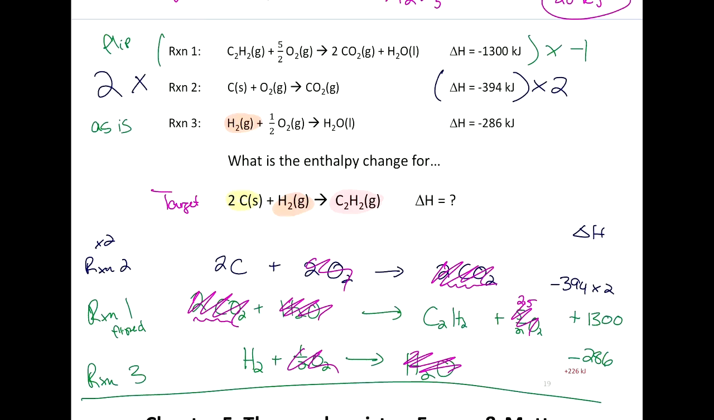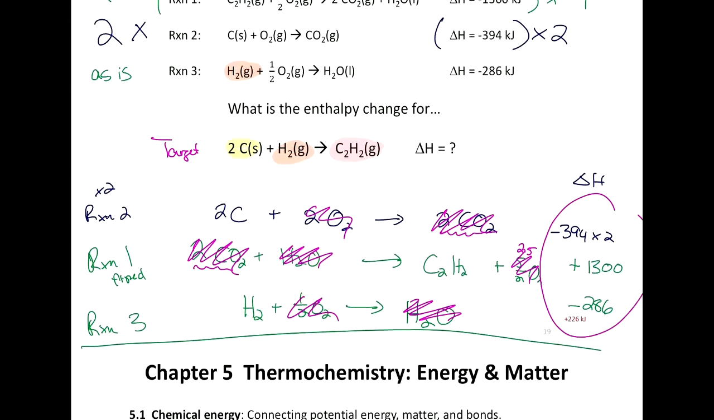Yep. And so are we left with our target reaction? Yes, we are. Okay, then good. We checked our work. We can go ahead and just add up all of those enthalpies with those appropriate manipulations. And so when you add all of those up, you get, hopefully, positive 226 kilojoules.